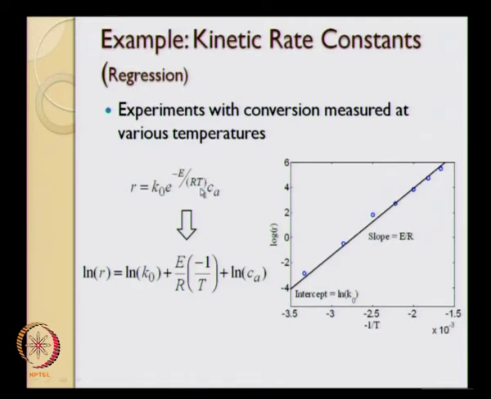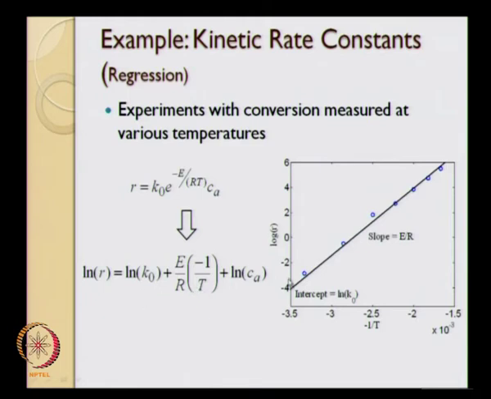So once we have this rate of reaction r and the temperature T, basically what we can do is take a logarithm of this particular function, and when we take the logarithm we will be able to get the k value. k is nothing but k0 e to the power minus E by RT, and the logarithm of that will get us log of k0 and E by R multiplied by minus 1 by T.